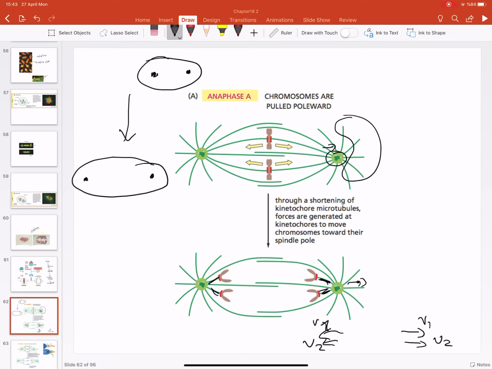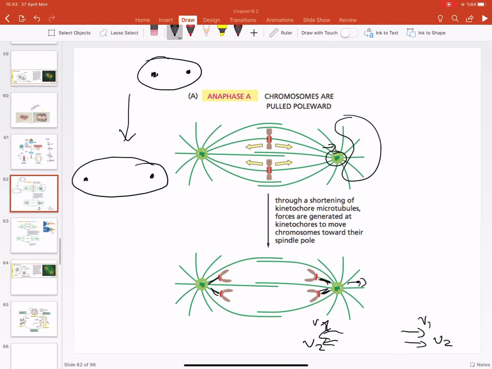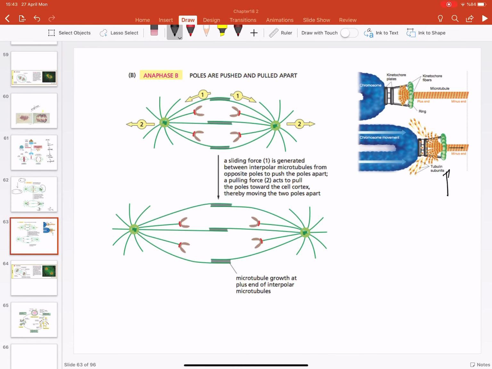And you know what happens if it is not separated successfully? Trisomy or monosomy, which unfortunately we see in cases, is also commonly seen in the cancer cells. Okay.